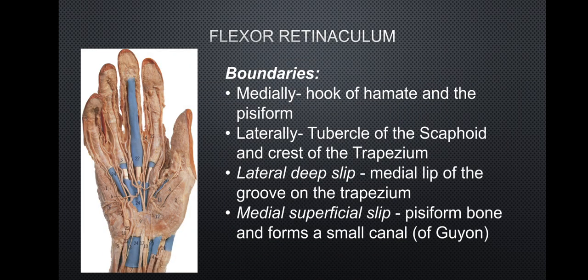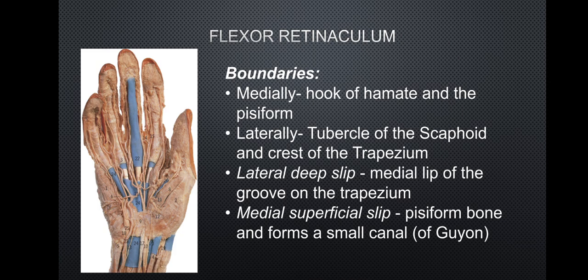Moving on to the flexor retinaculum. This flexor retinaculum is a thick connective tissue which forms the roof of the carpal tunnel. It spans between the hook of the hamate and pisiform bone medially, and the scaphoid and the trapezium bone laterally. This is the lateral aspect of the palm, and this is the medial aspect of the palm. And this is the flexor retinaculum, which is spanning between the medial and lateral carpal borders, that is the bones.